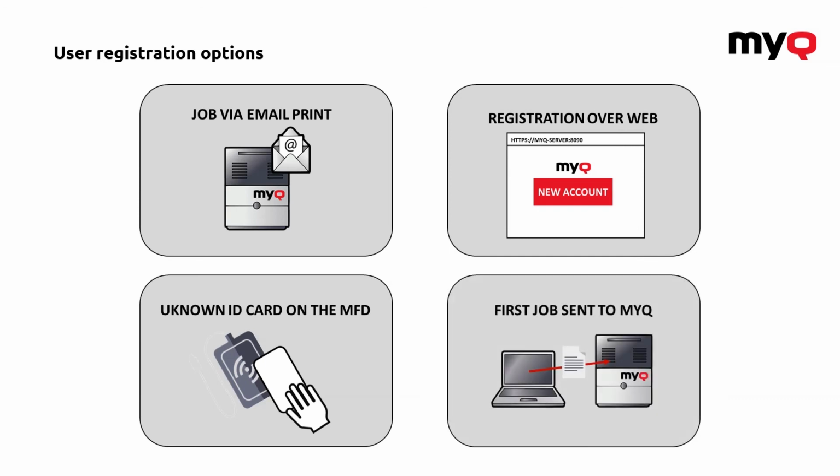The last option is through the first job sent to MyQ using the LPR, RAW, or IPPS protocol. The system will automatically create the user based on the name, which can be found in the print job, which is actually a very cool way how to get only the users that will be using the system. So let's say if you've got a large installation and you would like to send a PIN only to users that are actually using it right now, you can do it that way.